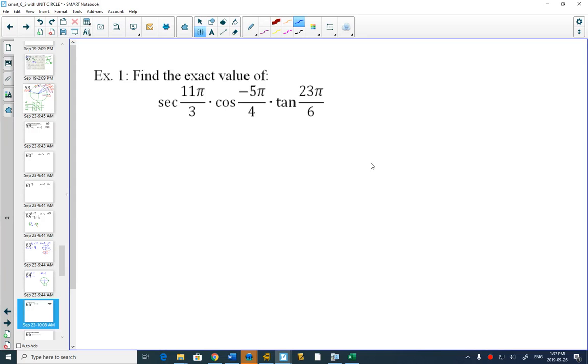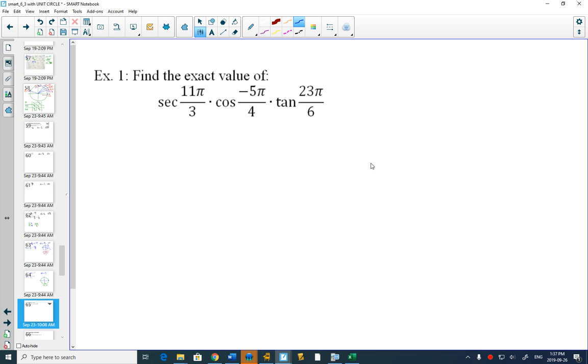Now that we've memorized or mostly memorized our unit circle, anybody else not have these notes yet? 1, 2. Yes.